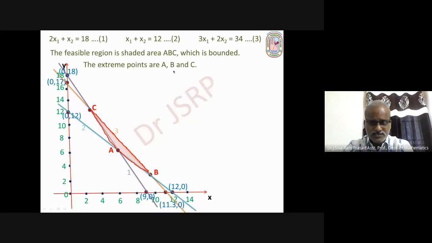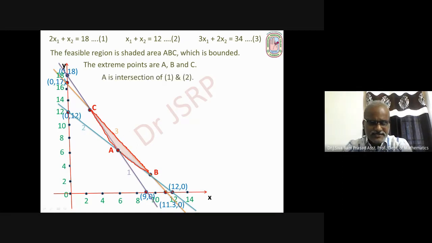The extreme points are A, B, C. From the graph, we are not able to write the coordinates of A, B, C, since it is a rough graph. We have to solve the corresponding intersecting equations.